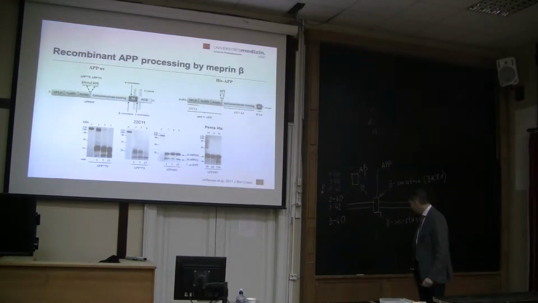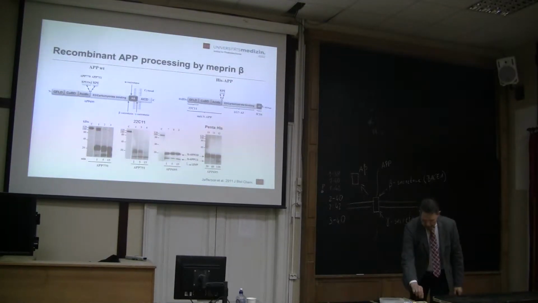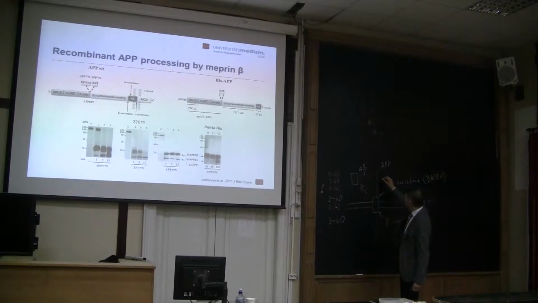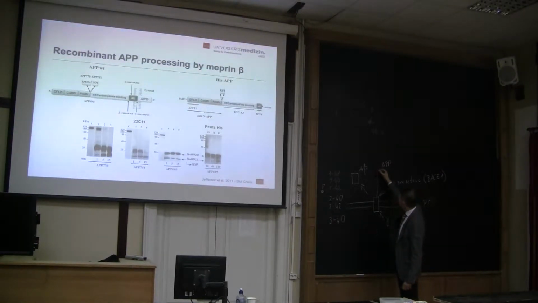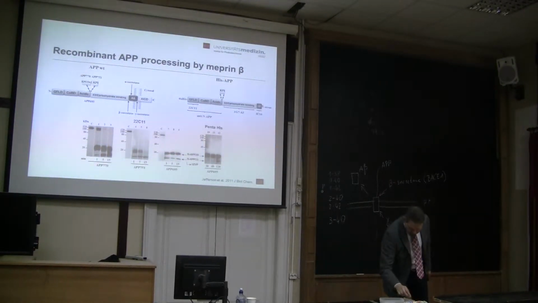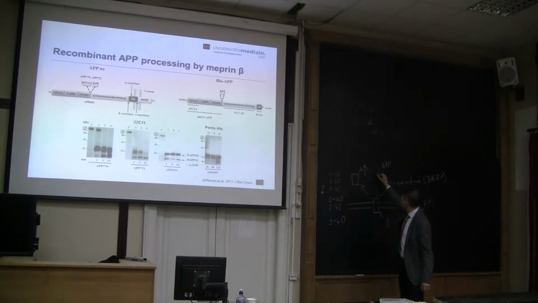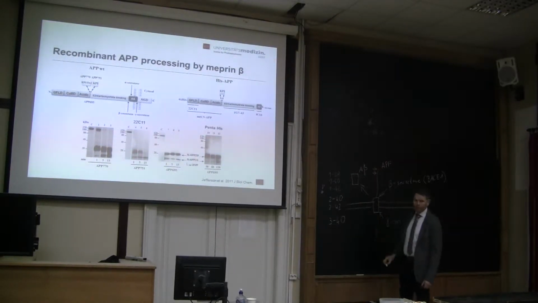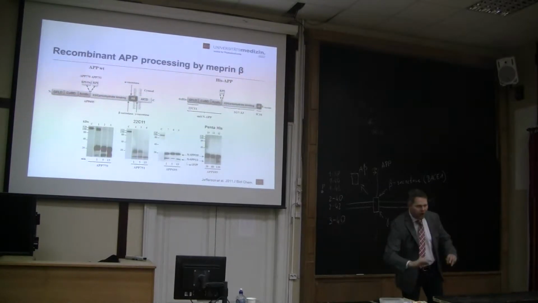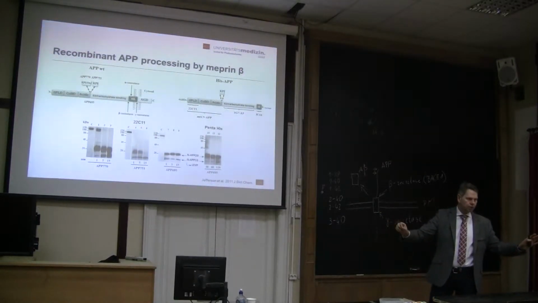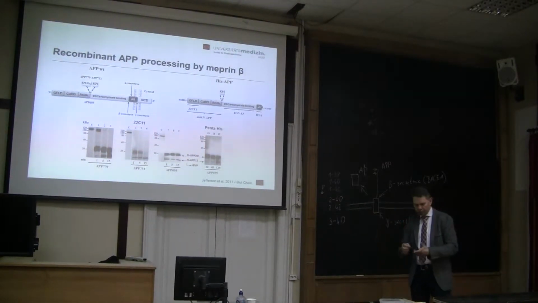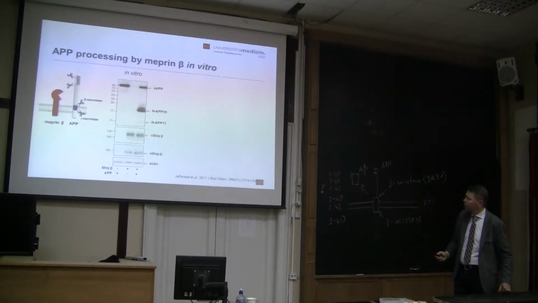That would mean, with the antibody we used, that the cleavage site for meprin in APP would be somewhere here or somewhere here. Okay? So far away from any beta sequence and shouldn't have anything to do with Alzheimer's disease.